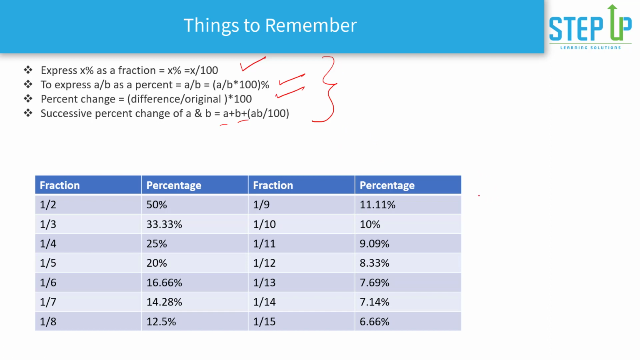The other thing I told you in my second video was to learn this table by rote. That means if somebody asks you 1 by 4, automatically 25% should come to your mind. If somebody says 1 by 11, automatically 9.09 should come to your mind. So I think this is something that you have to learn by rote so that you're feeling absolutely confident about this, and this becomes a part of your permanent memory. So these are the only things that you need to remember.